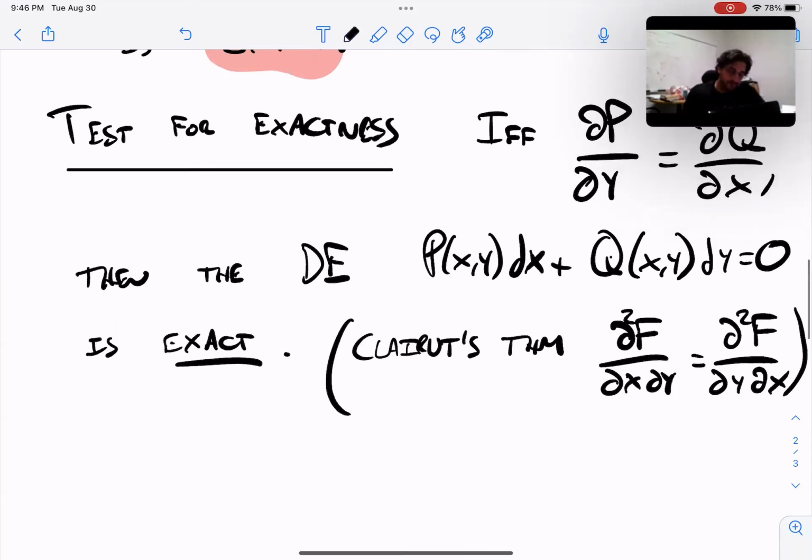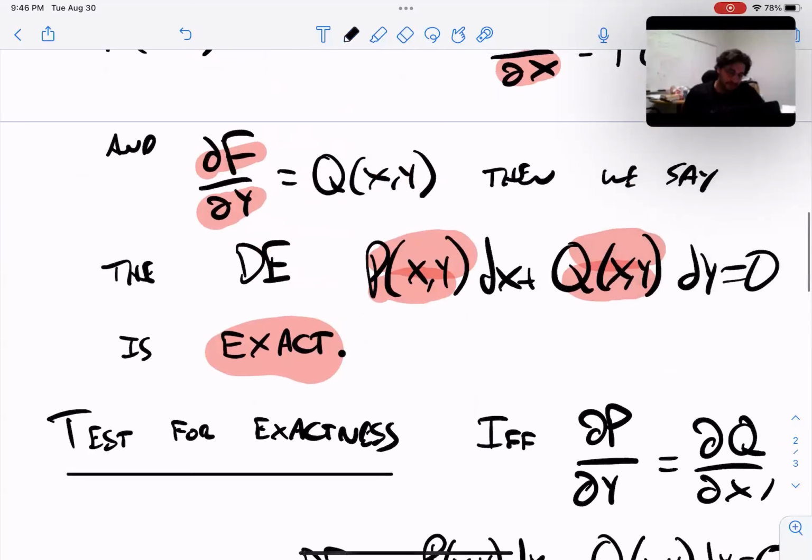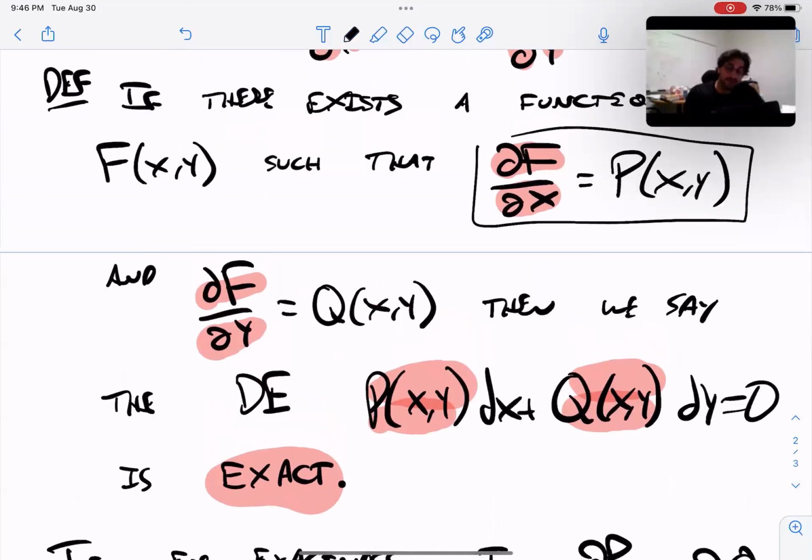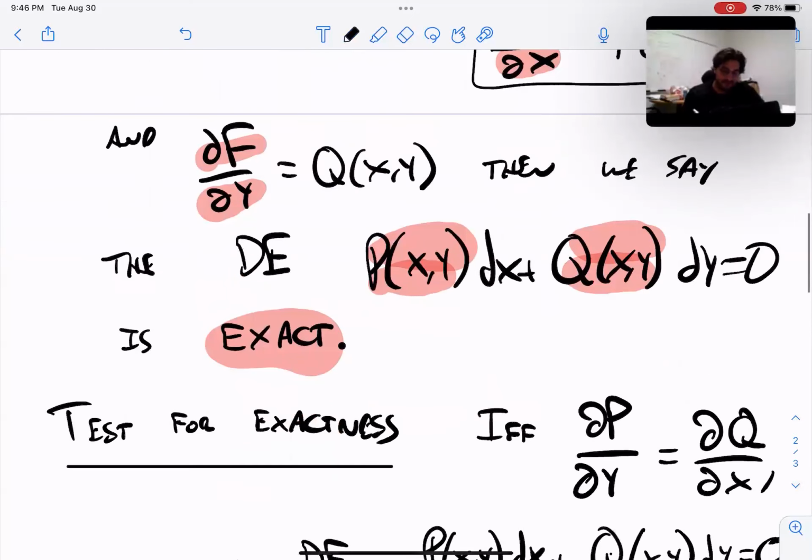Because if you look here, what do I want P to be? I want P to be partial x of f. So this quantity is partial x then partial y of f. That's what this is when you plug it in. This quantity is the partial with respect to y of the partial with respect to x of f.